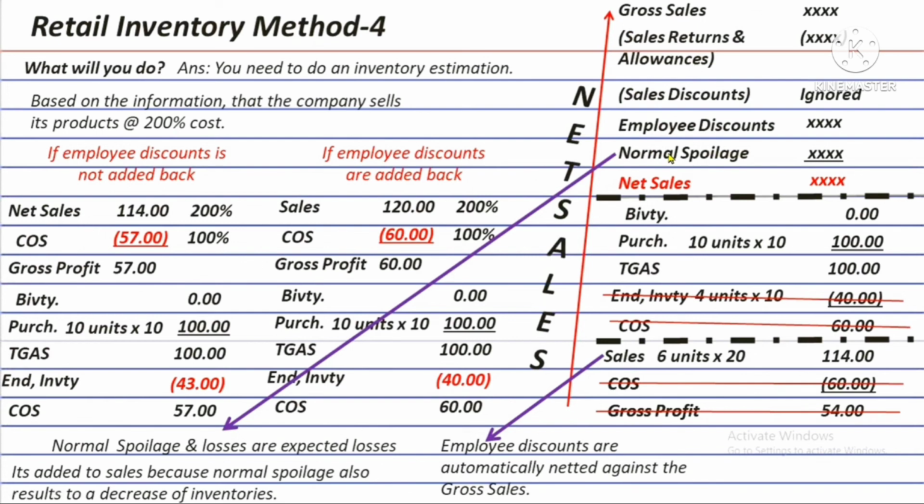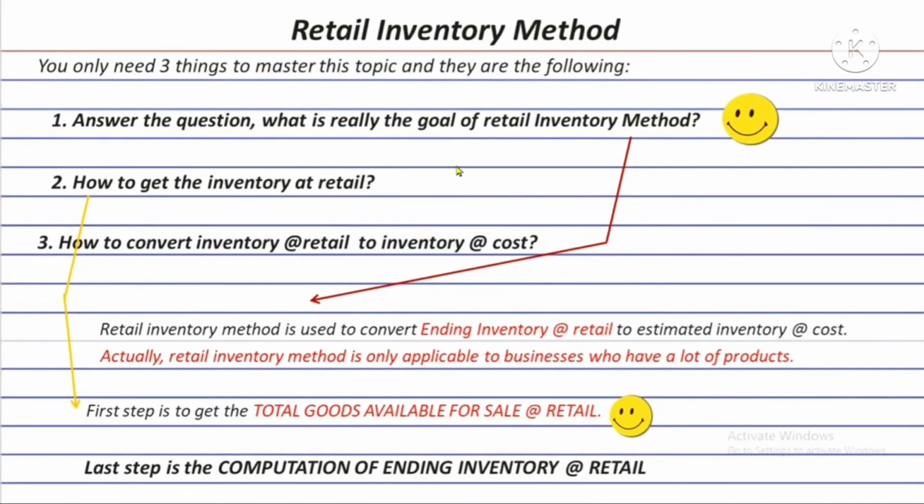So again, the total goods available for sale at retail minus the net sales and the normal spoilage equals the ending inventory at retail. And with that, let's go back here and put a smiley on this question number 2 because we are already done computing for the ending inventory at retail. So, on the next episode, we will be converting this ending inventory at retail to ending inventory at cost estimated already.